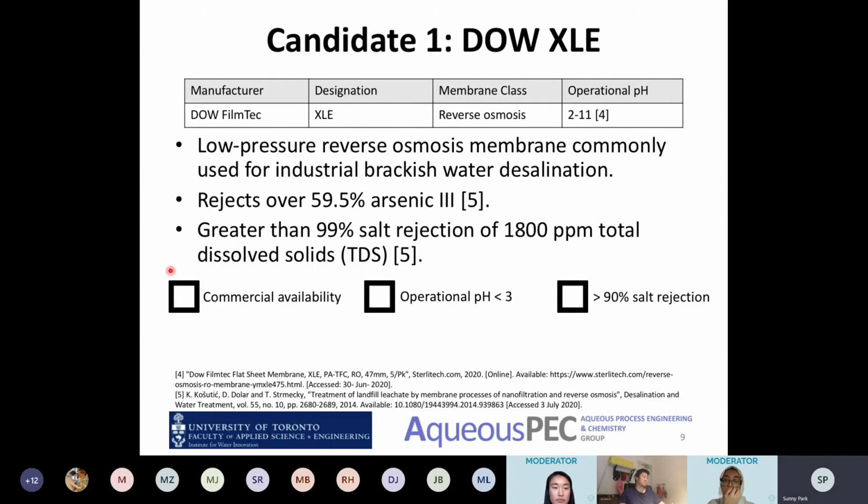So our first candidate is the Dalfilm-Tec XLE. This low-pressure reverse osmosis membrane was selected for its strong ion rejection ability at a high total dissolved solid concentration. It has an operational pH of less than 3, so it meets our second criteria, and it has the added bonus of arsenic rejection ability. As it is from Dow, a major manufacturer, it is also commercially available, and as it meets all 3 points, can be selected as our first of the final candidates.